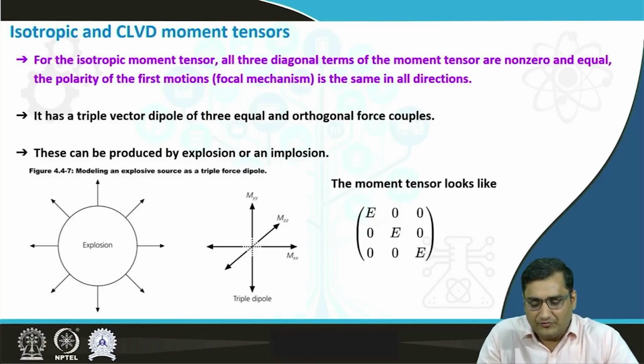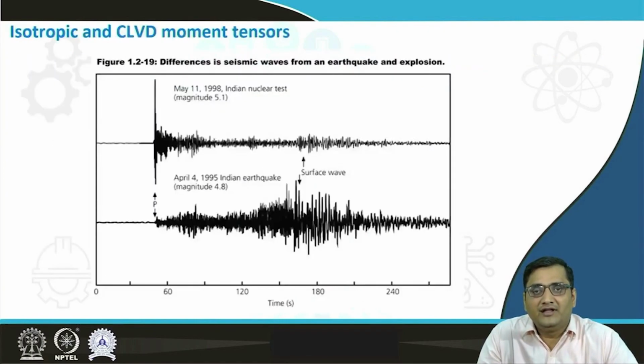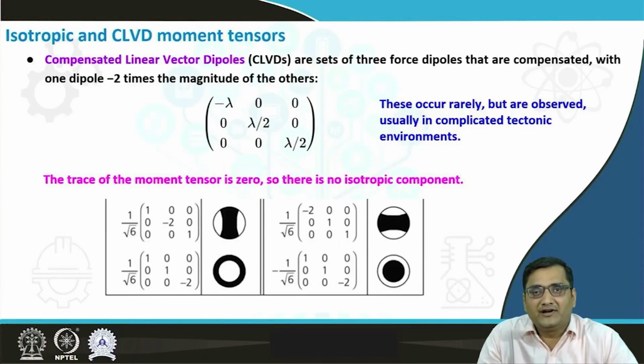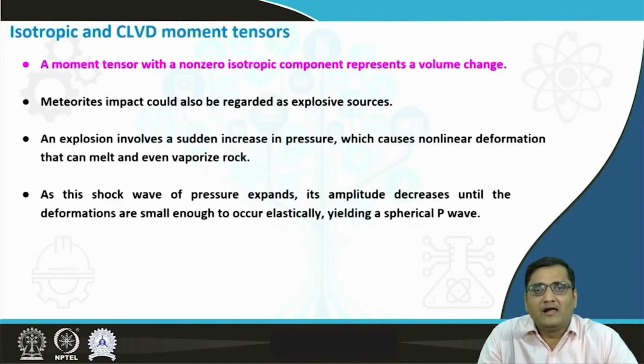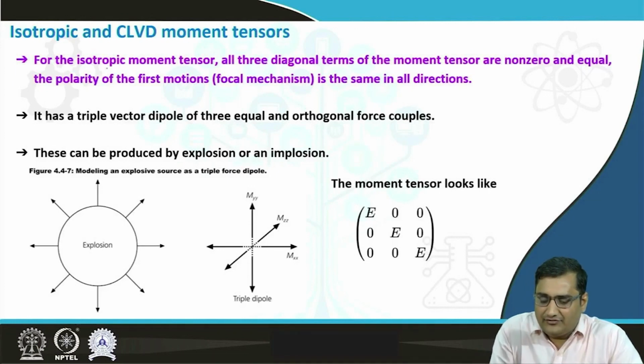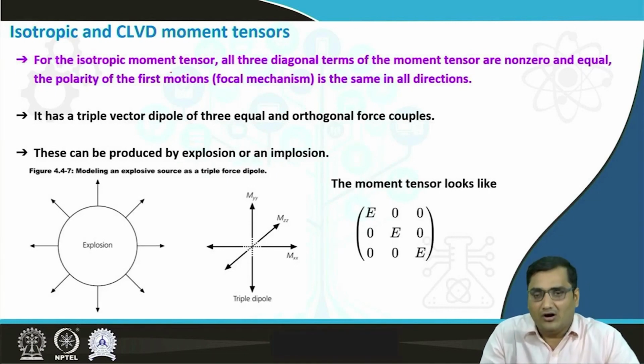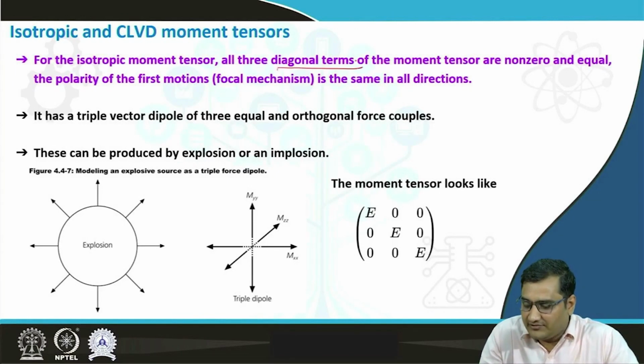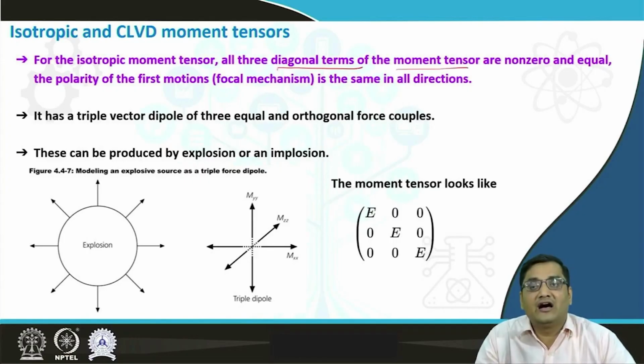Let's talk about two types of moment tensor. One is the isotropic moment tensor, another is the CLVD moment tensor. CLVD stands for compensated linear vector dipoles. For the isotropic moment tensor, all three diagonal terms of the moment tensor are non-zero and equal.